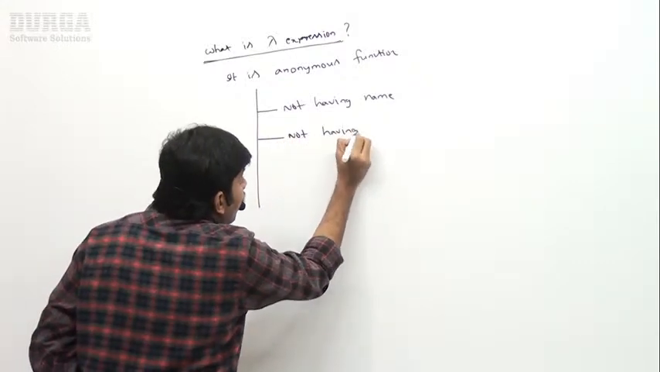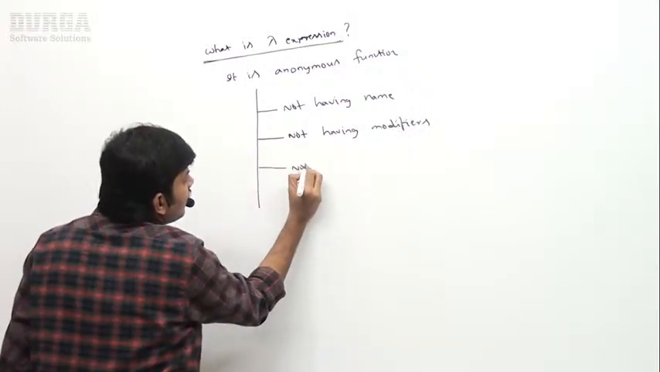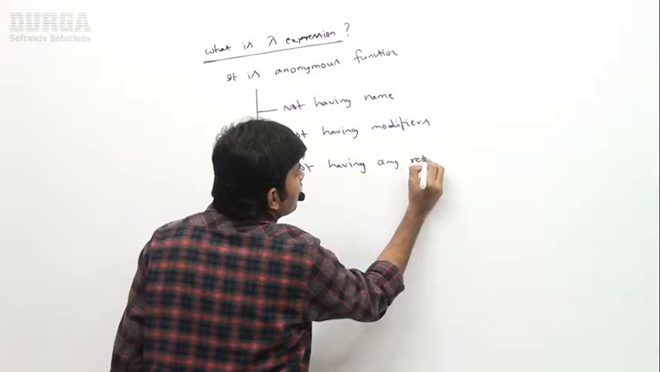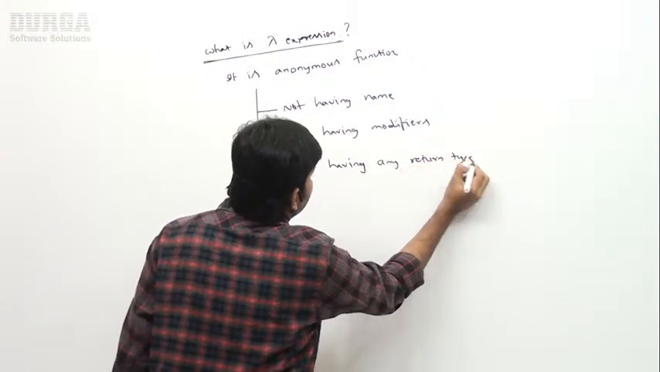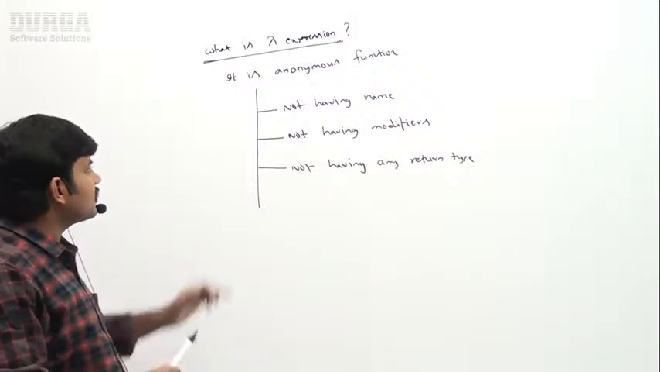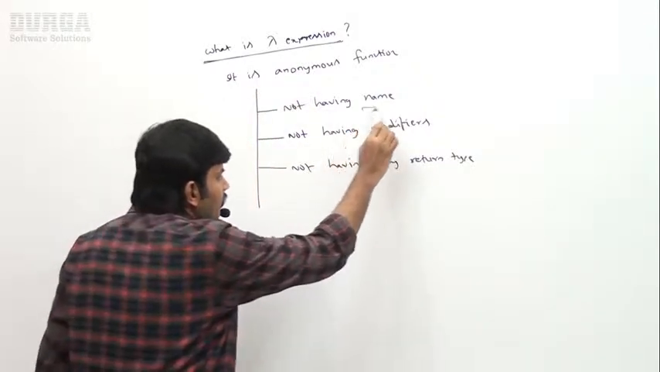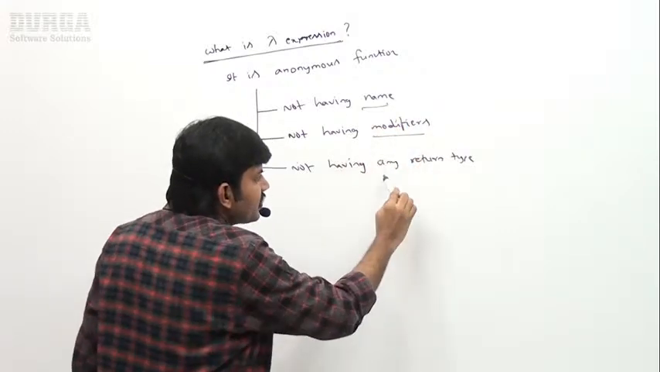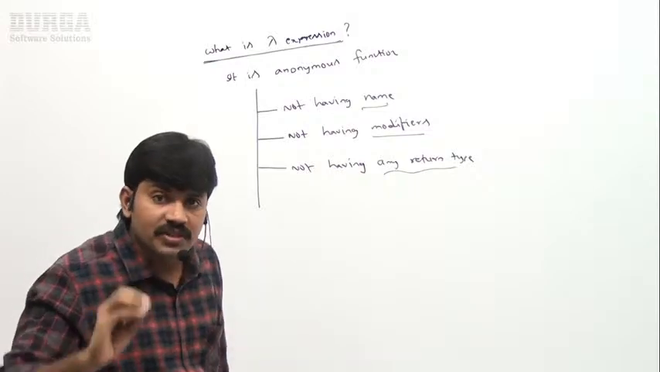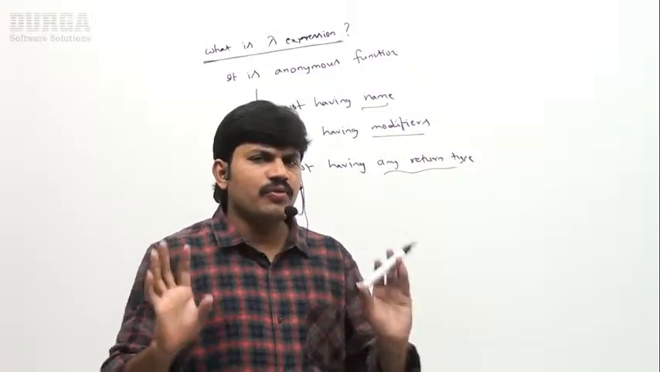not having any modifiers. Next, not having any return type. Just observe that, sir. Not having any return type. So, what is lambda expression? Lambda expression is an anonymous function which is not having any name, not having any modifiers and not having any return type. Such type of anonymous function is nothing but lambda expression, right? So, just be aware of the word, that's all.